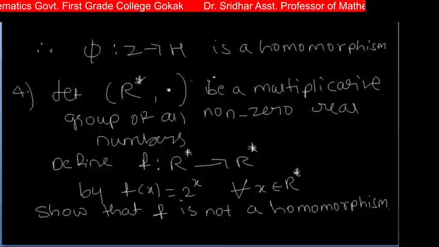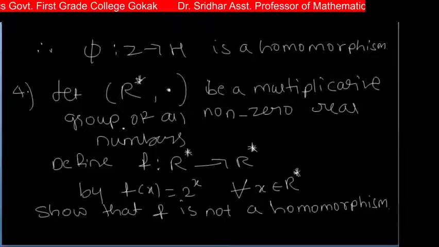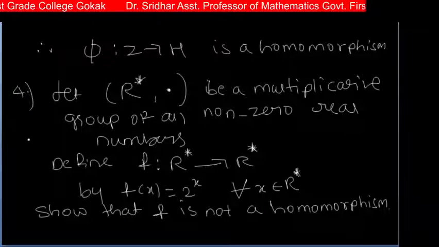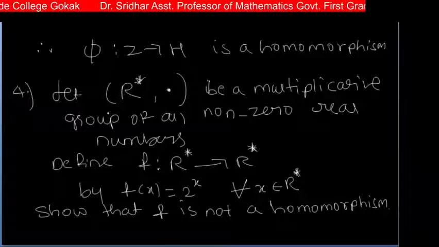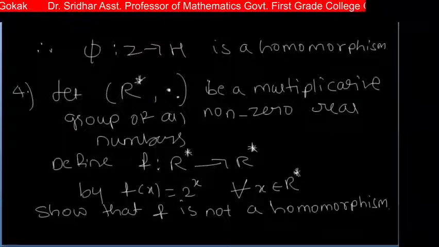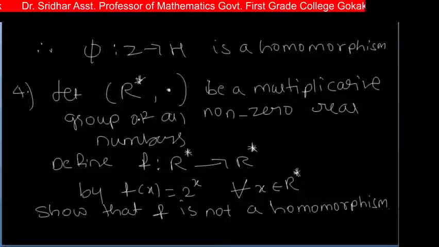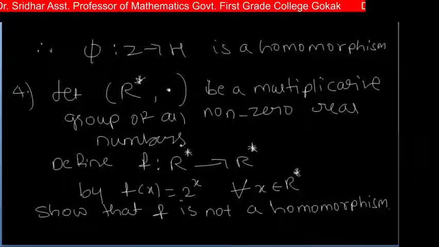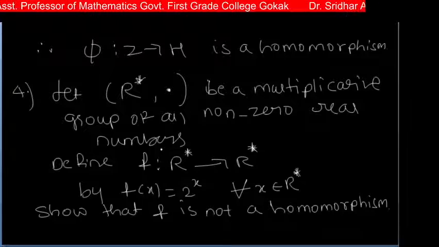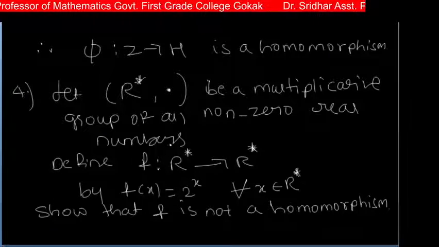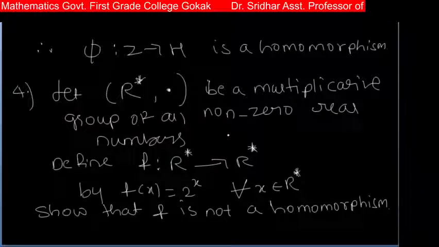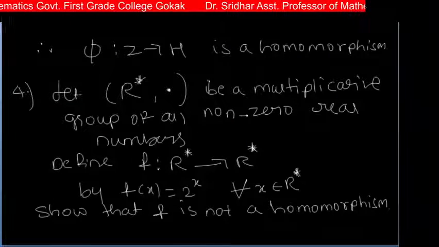Okay, so this is another example on homomorphism. Next we consider another example. So here let R star, dot be a multiplicative group of all non-zero real numbers. Non-zero real numbers means what? Leave the zero, except 0. 0 is a real number, but don't consider 0. So without 0, consider all other numbers.